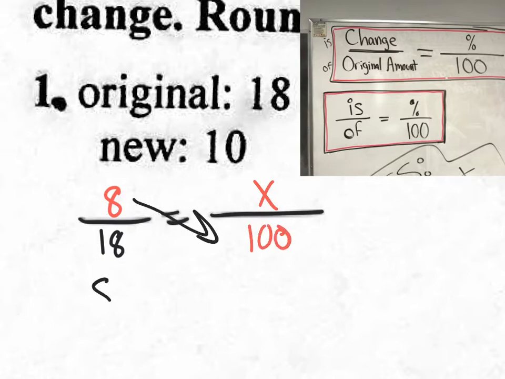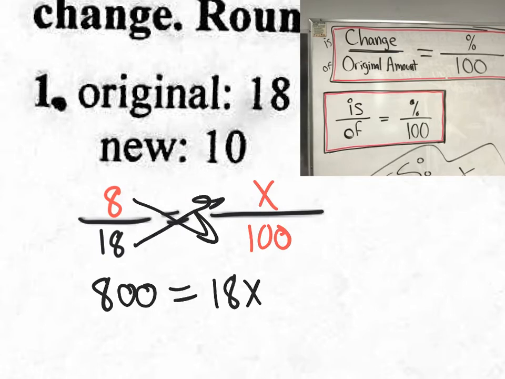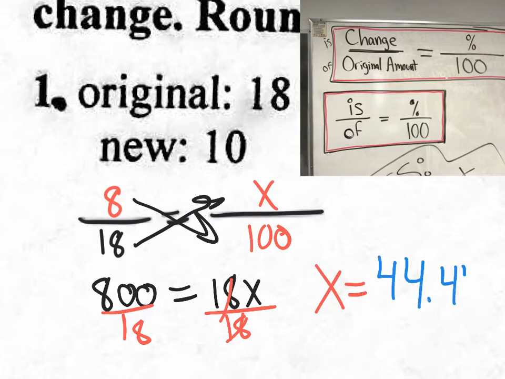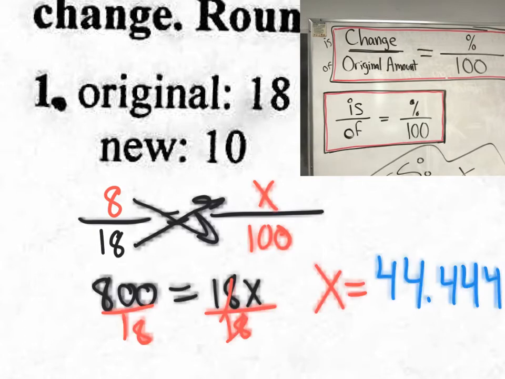8 times 100 is 800. 18 times x with the equal sign right there is 18x. So you're going to divide by 18, divide by 18. That'll be x equals, with the calculator, you get 44.44, but it does say round to the whole percent, and it keeps going with the 4s.